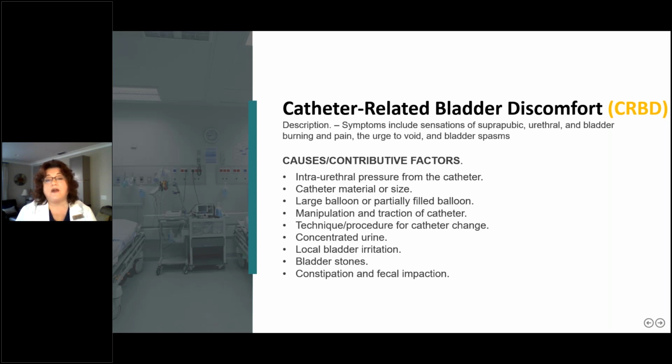There's intraurethral pressure from the catheter that can cause pain, the catheter material or the size of the catheter, and then whether or not that balloon is partially filled or filled too much. And then manipulation and traction of the catheter. Again, they need to be secured. The technique and the procedure for the catheter change can cause discomfort. Concentrated urine, blood in the urine as well, local bladder irritation, bladder stones, and especially the constipation and fecal impaction that can happen with these patients that have long-term catheterization.